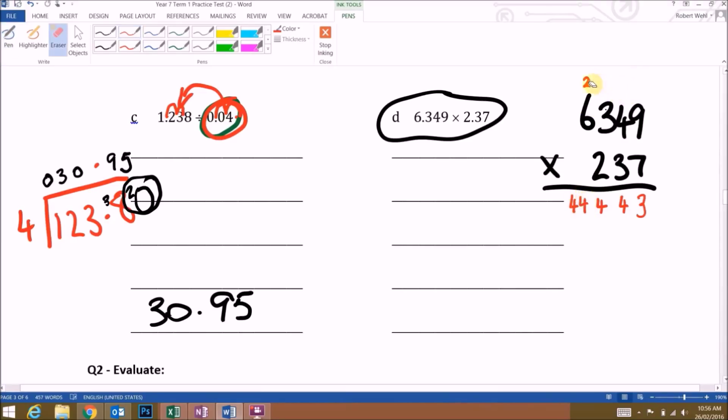Just get rid of those. Second line, got to put in your 0. 3 times 9 is 27. 3 times 4 is 12 and 2 is 14. 3 3s are 9, which makes 10. 3 6s are 18, which makes 19.